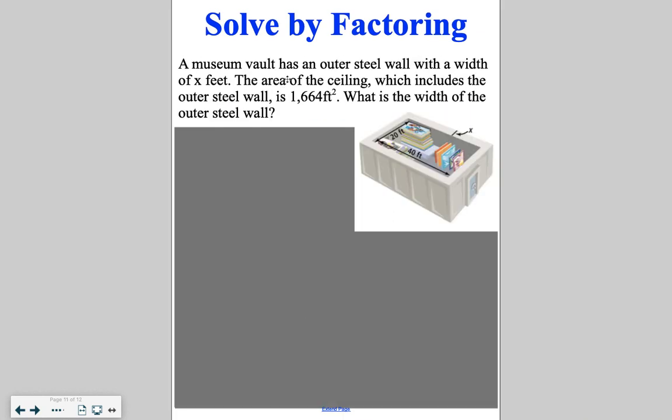So for this last one, a museum has an outer steel wall with a width of x feet. The area of the ceiling, which includes the outer steel wall, is 1,664 feet squared. What is the width of the outer steel wall? So you need to set up an equation, factor it out using FOIL, go ahead, set it equal to 0, reduce it if you can, and then do your factoring, and finally figure out which answer makes logical sense. Go ahead and try it on your own.